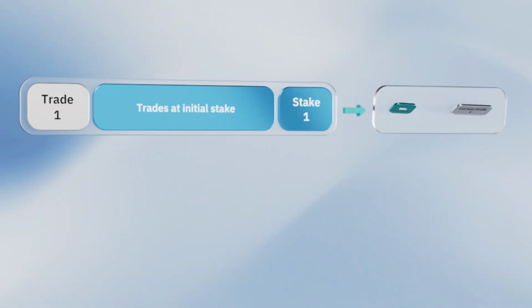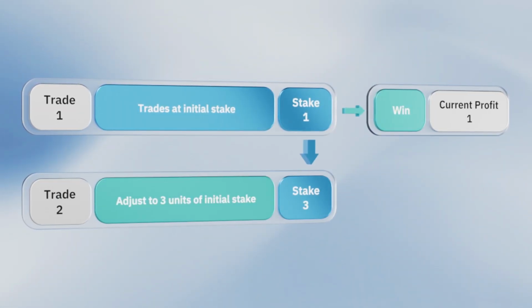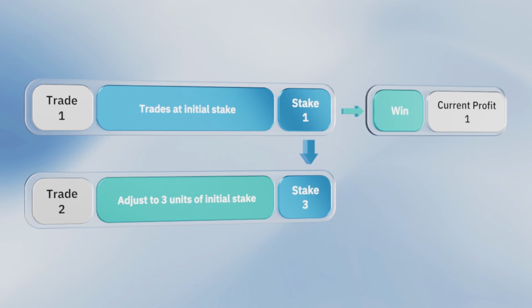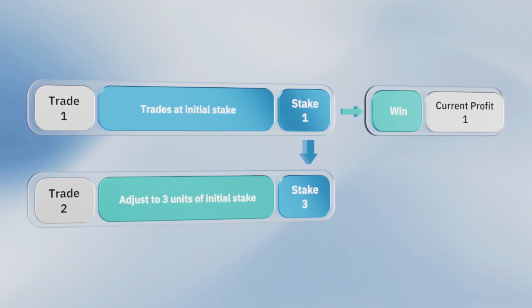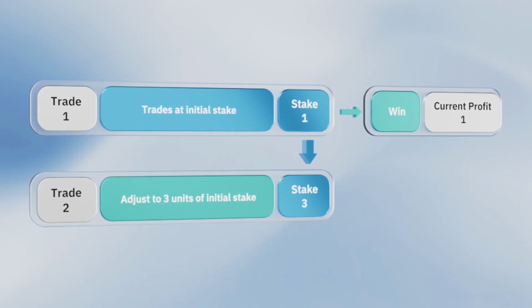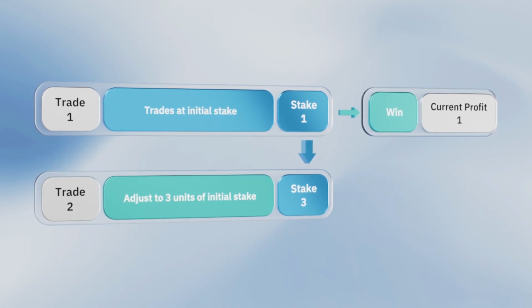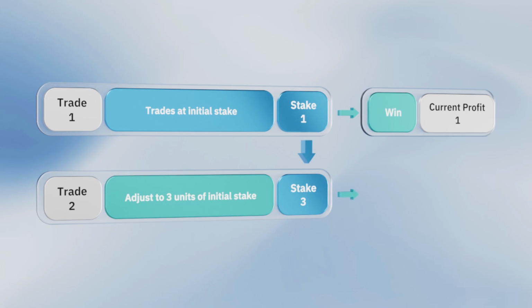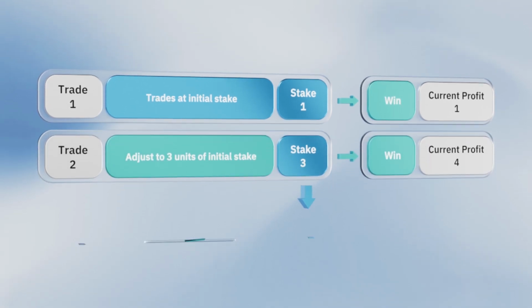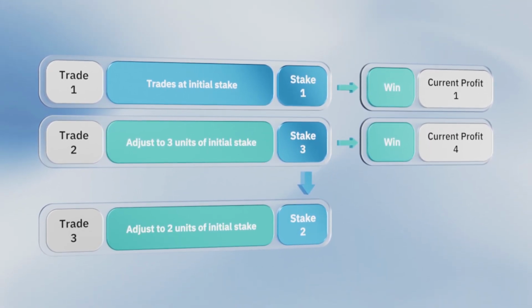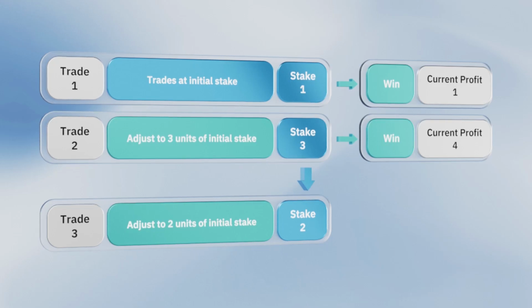If the trade is successful, this strategy will automatically adjust your stake to 3 units of your initial stake for the next trade. In this case, the stake adjustment is 3 units and the initial stake is 1 USD, hence the stake for the next trade will be 3 USD. If there are 2 consecutive successful trades, your stake will adjust to 2 USD or 2 units of the initial stake for the next trade.